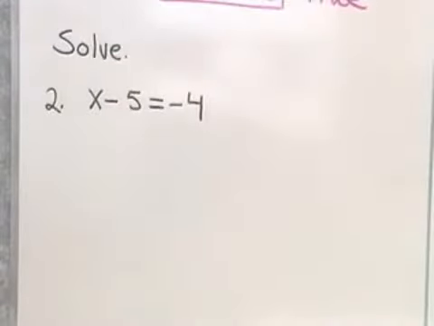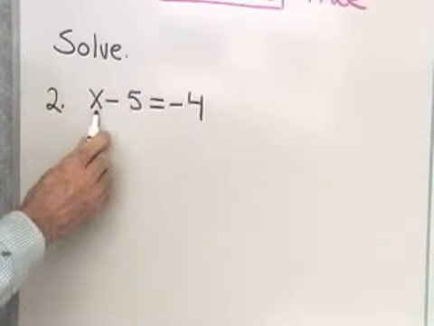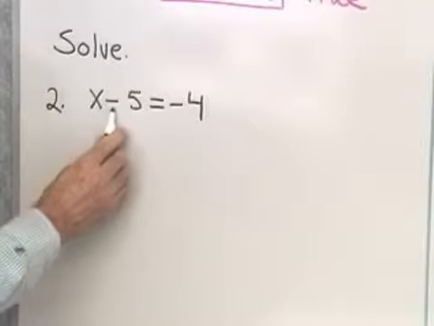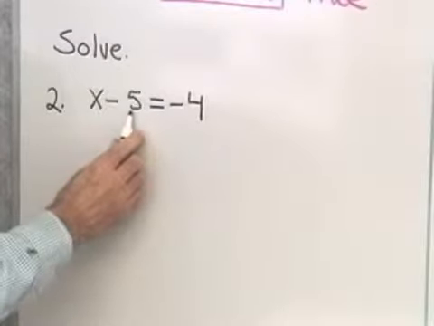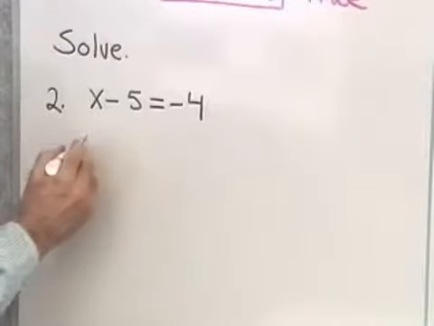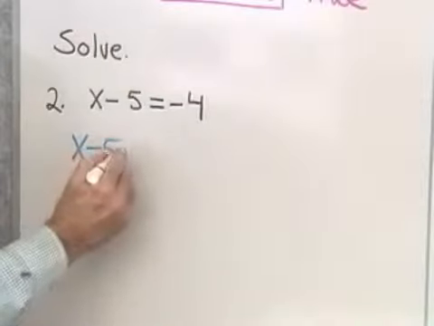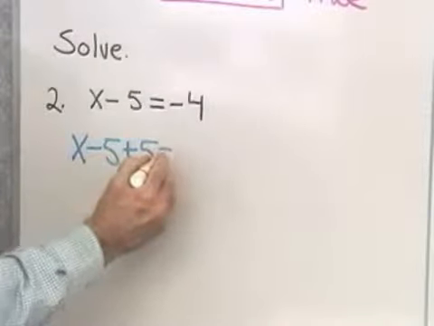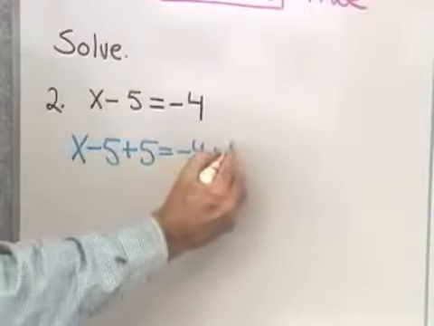x minus 5 is equal to negative 4. I want to solve this for x. So what I'm going to do is isolate x on one side of the equation. In order to do that, I need to get rid of the negative 5. I'll do that by adding the opposite of negative 5 to both sides. x minus 5 plus 5 is equal to negative 4 plus 5.